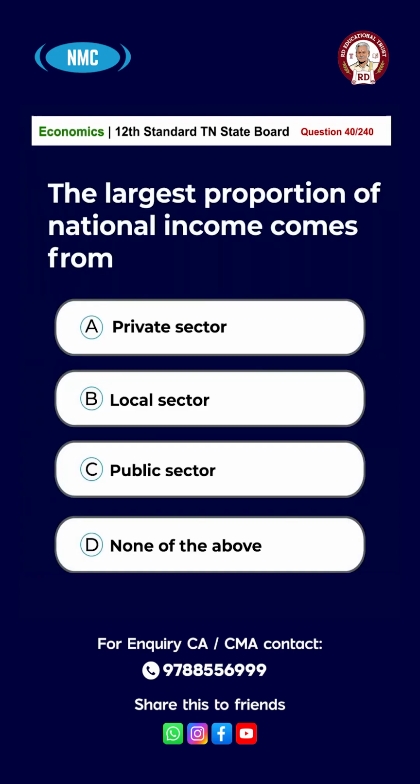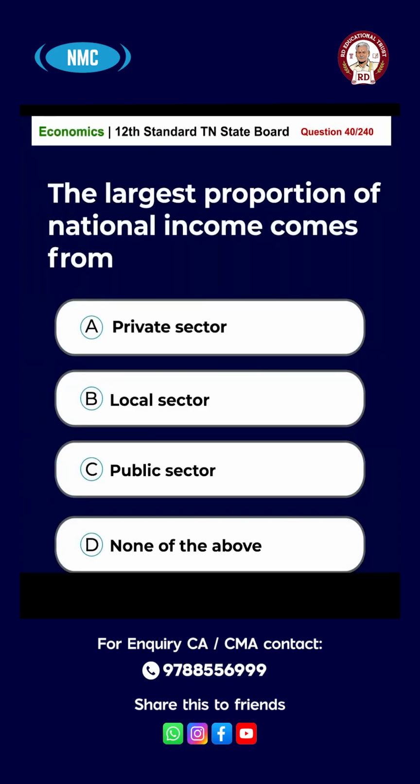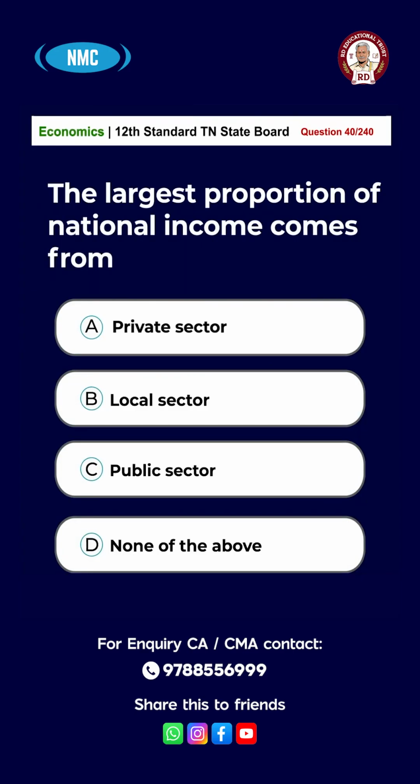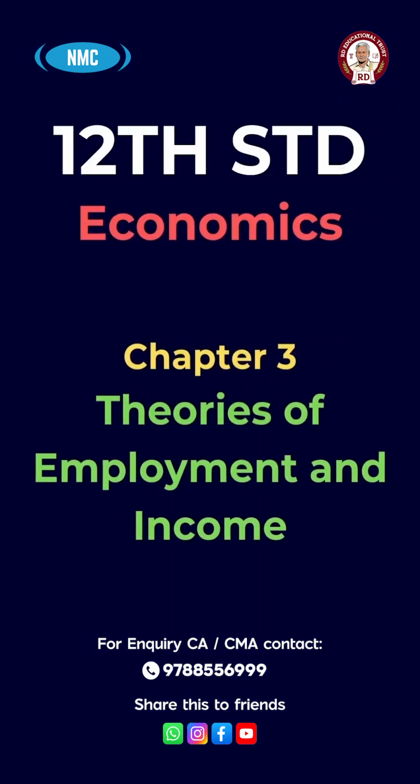Question number 40. The largest proportion of national income comes from A. Private sector, B. Local sector, C. Public sector, D. None of the above. The answer is option A. Private sector. Chapter 3. Theories of employment and income.